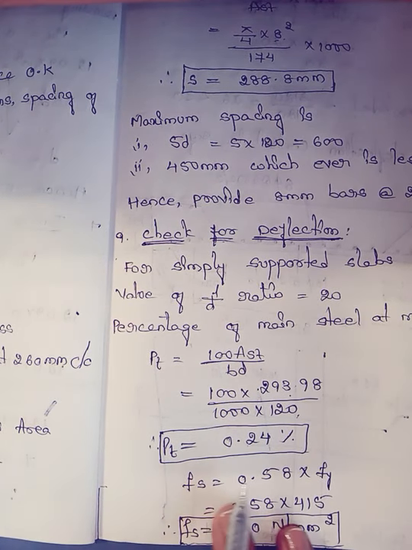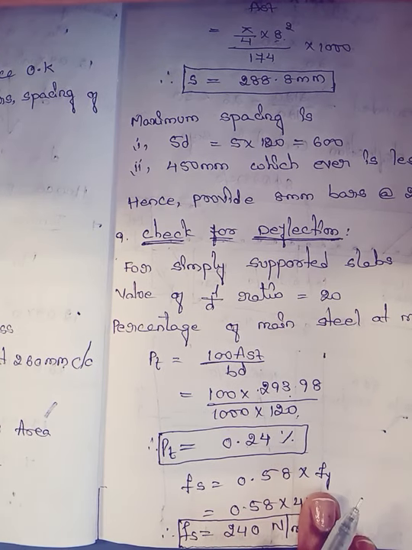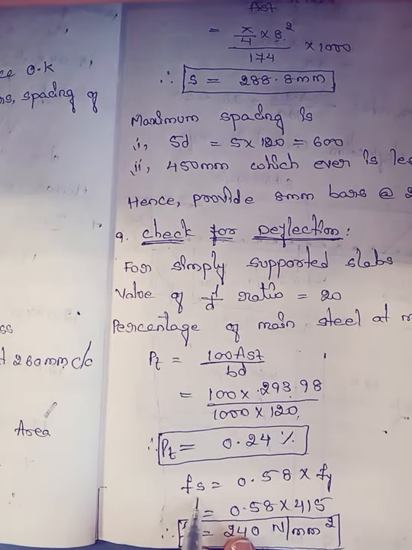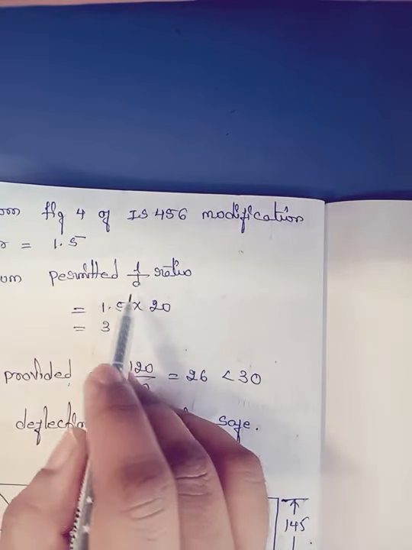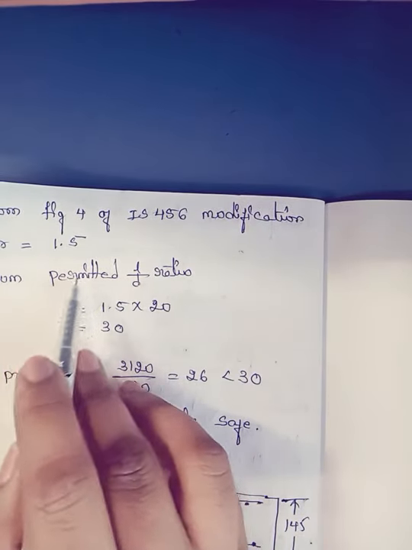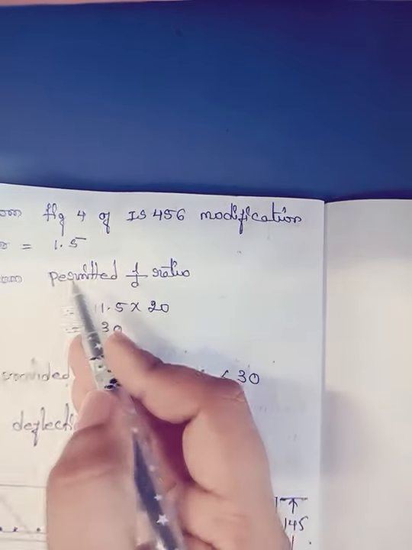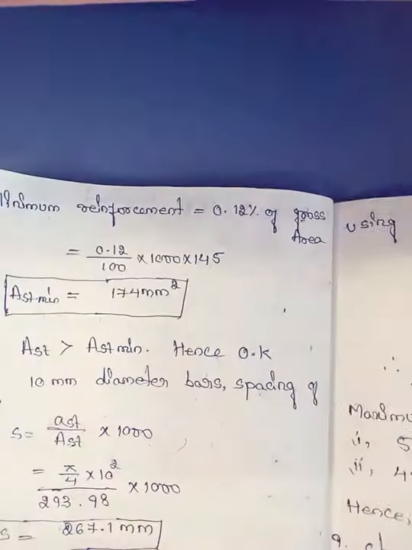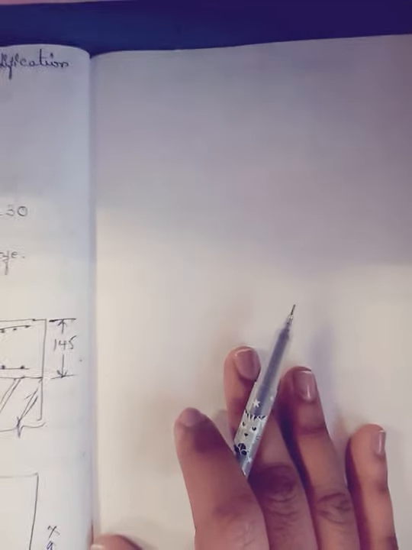Now you need to find out the fs. So it is 0.58 into fy. I'll show why we find this PT and why we find the fs. Because we want this value. The maximum permitted value is equal to the modification factor into this 20, the L by D ratio of 20. So we want the modification factor.